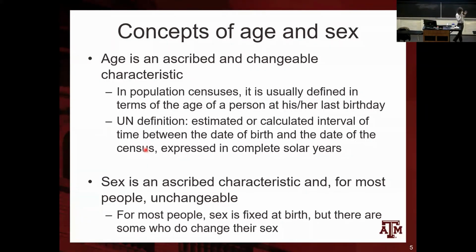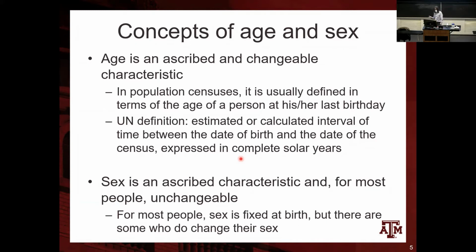And just talking about the concepts of age and sex, as is discussed in the textbook. Age is an ascribed and changeable characteristic. In population censuses, it is usually defined in terms of the age of a person at his or her last birthday. The United Nations definition: age is the estimated or calculated interval of time between the date of birth and the date of the census, expressed in complete solar years. So it's a really specific concept to make it really clear how age is estimated.